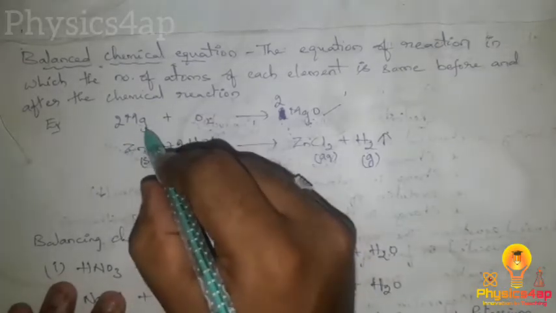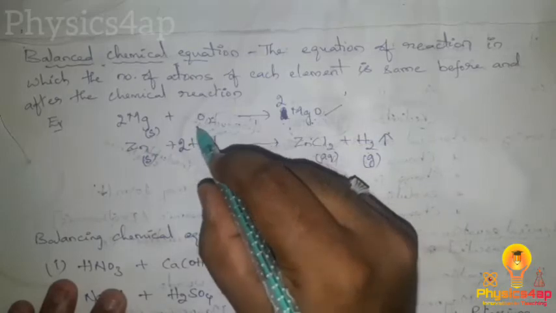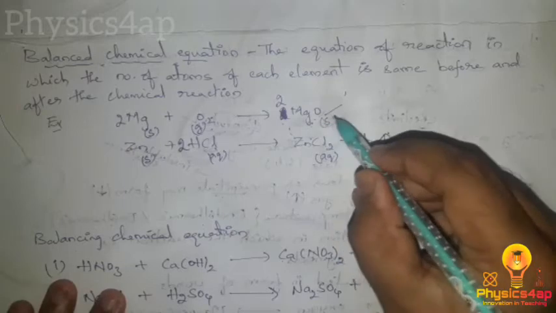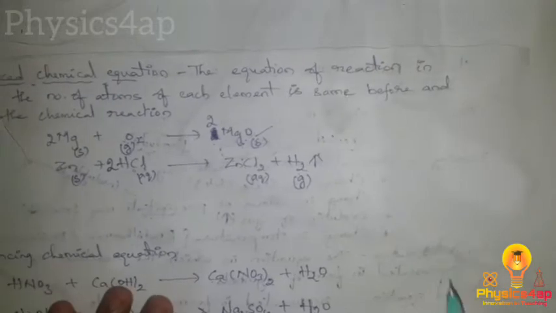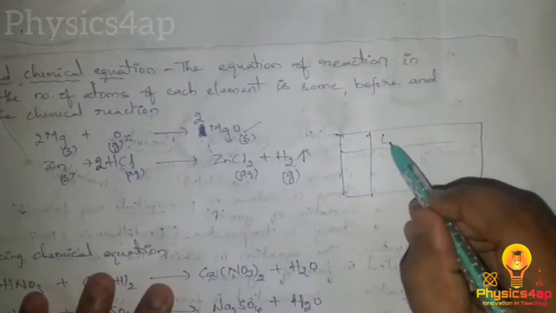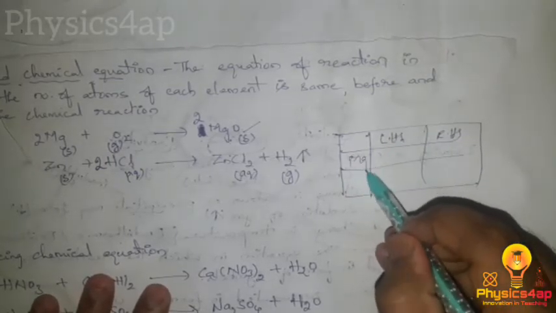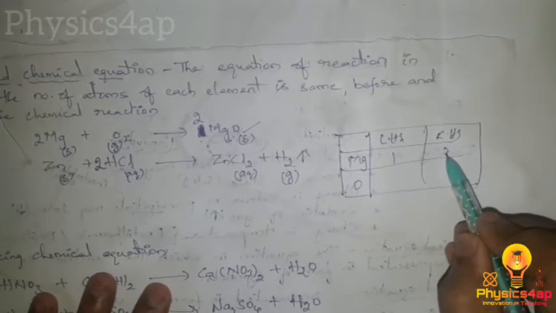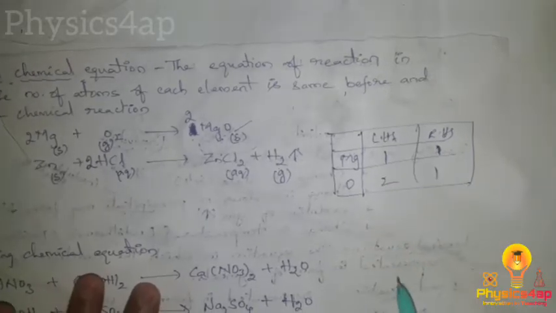Now here also, for magnesium, the magnesium ribbon is a solid. Oxygen is a gas, and the magnesium oxide which we get here is in the form of powder, so here also we write it as solid. Now actually in your textbook they might have drawn a table for this, so we write LHS and RHS, and we count the number of magnesiums and oxygens. We have one magnesium and two oxygens on the left hand side, and one magnesium and one oxygen on the right hand side.